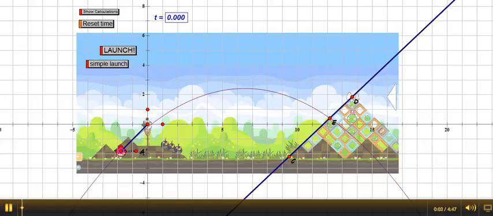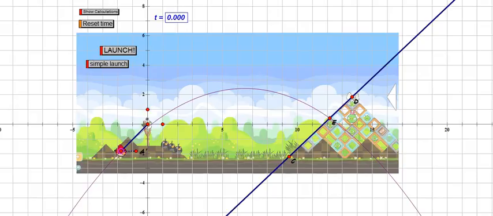In this video, I will attempt to walk you through my new and improved Angry Bird launcher, which now, instead of just flying through the air and never stopping, actually hits the pyramid and rolls somewhat down the hill in this case.